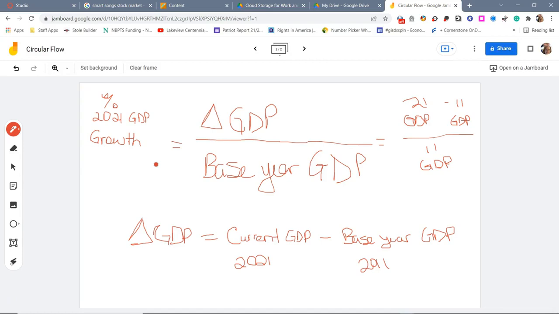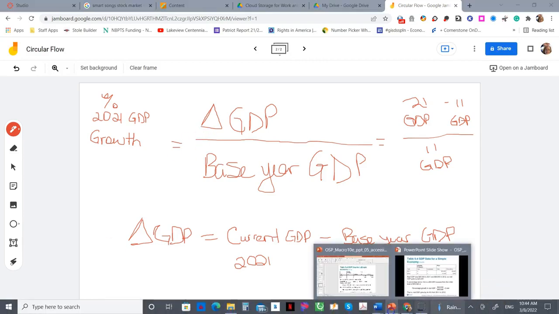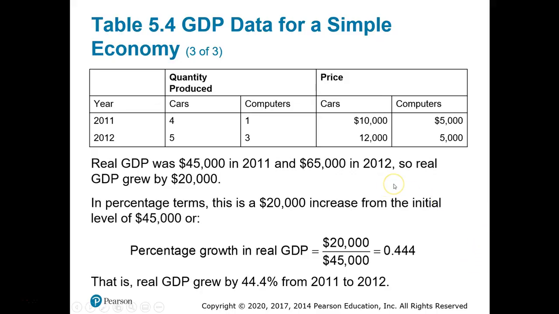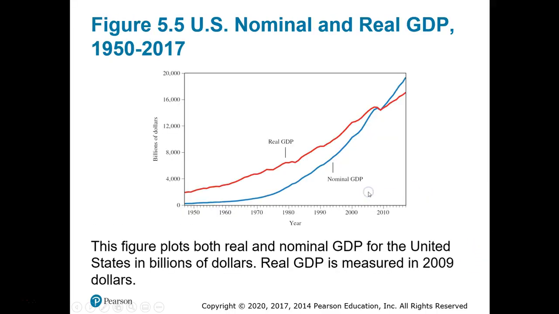Hopefully that makes sense. You take your current GDP minus your base year GDP. It doesn't matter what year it is. Today, 2011 to 2020, or 2011 to, say, the 1920s, make sure that you're dividing by the 1920s, whatever the oldest year is. So your current divided by your oldest year. All right, and that would be our real percentage growth.